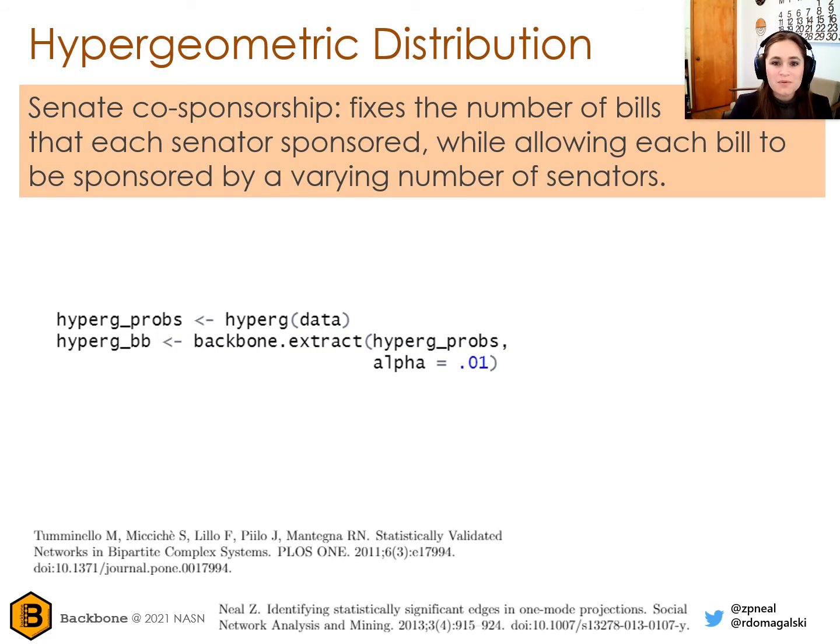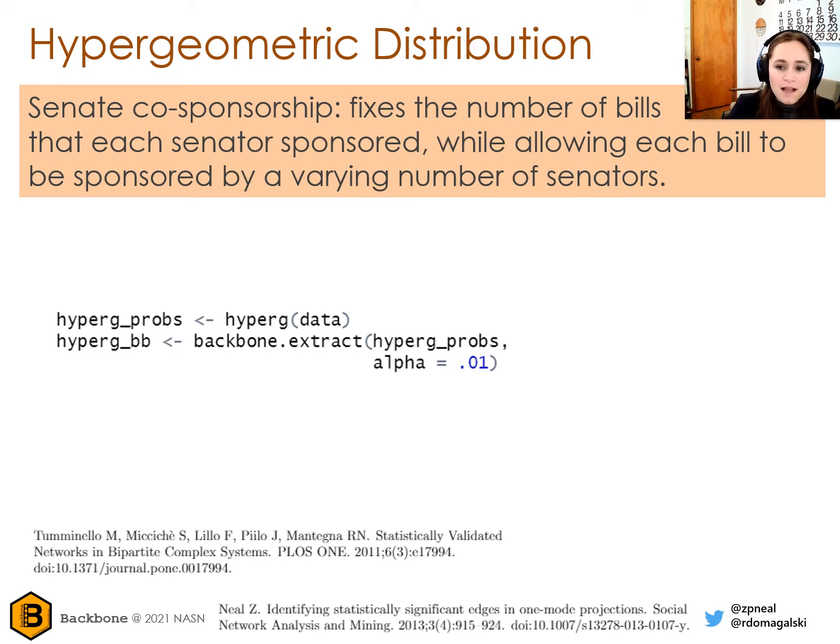So let's check out what each of these three different models that Backbone contains do. Let's consider again our Senate co-sponsorship example. Under the hypergeometric distribution, we're going to compare the values that we see to a distribution of bipartite graphs where the number of bills that each senator sponsored is fixed, but each bill can be sponsored by a varying number of senators.